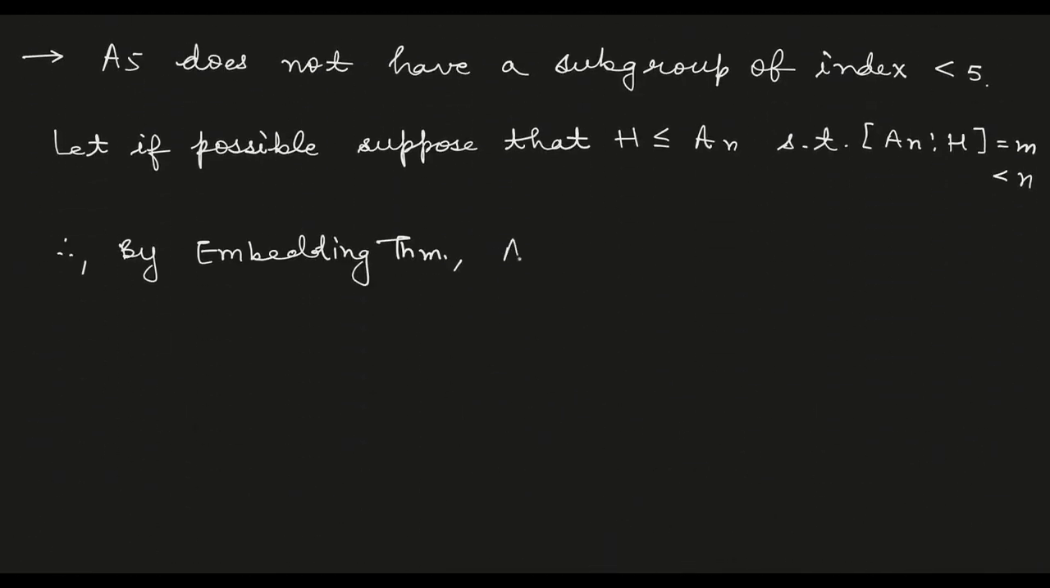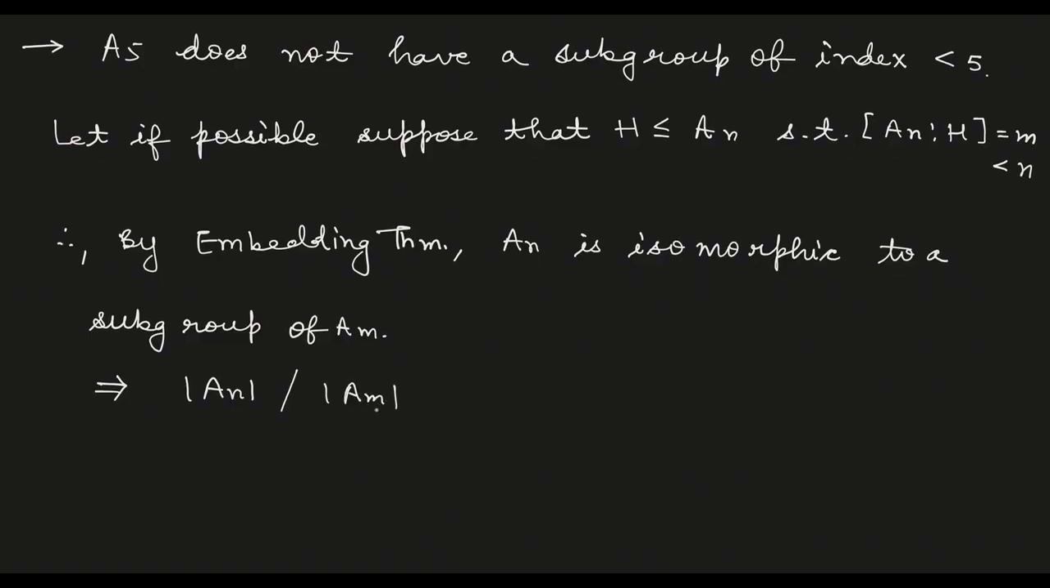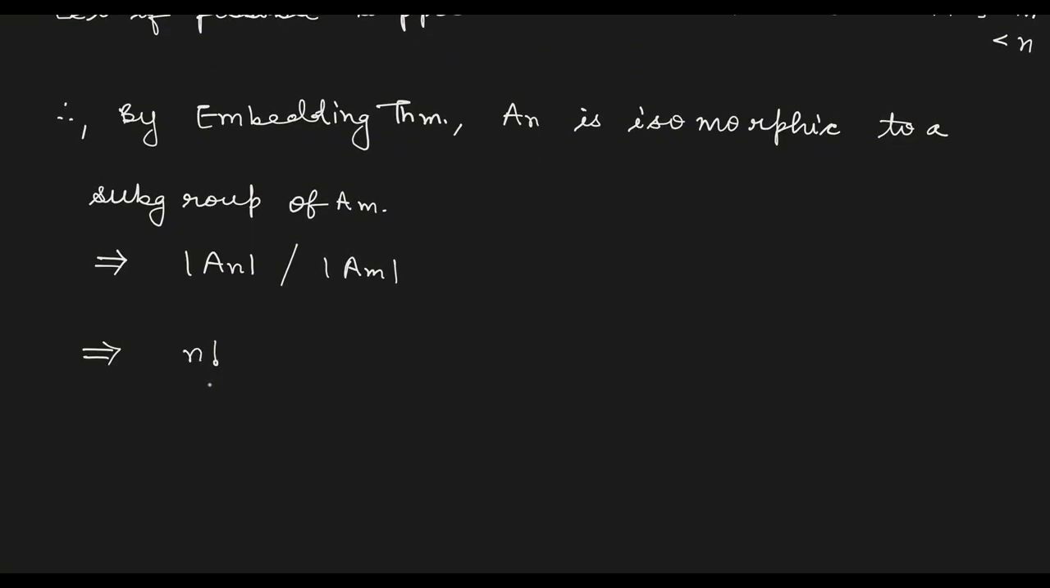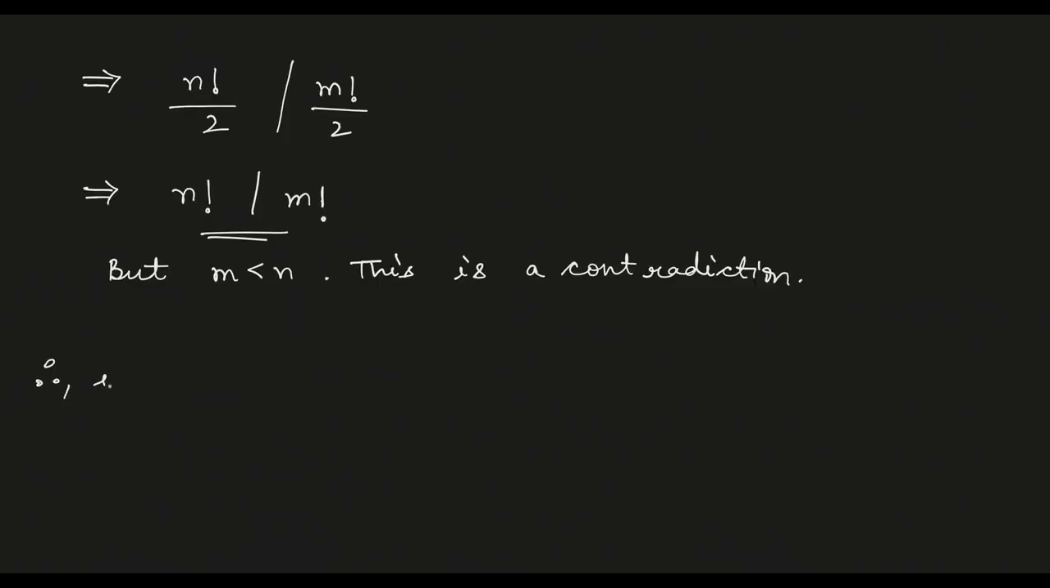So G will be isomorphic to a subgroup of An. Therefore, by the embedding theorem, An is isomorphic to a subgroup of Am. So this means that the order of An divides the order of Am. This implies n factorial upon 2 divides m factorial upon 2. This means that n factorial divides m factorial. But m is less than n. So this is not possible. So this is a contradiction. Therefore, our supposition is wrong. Hence proved.